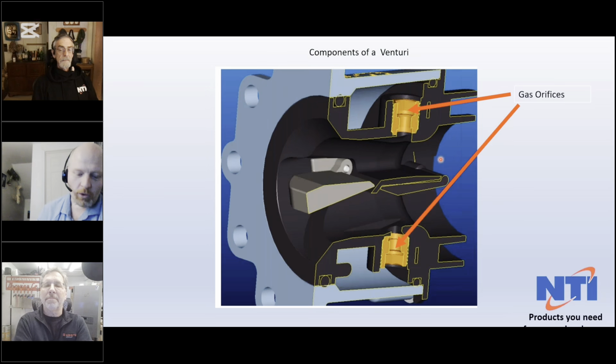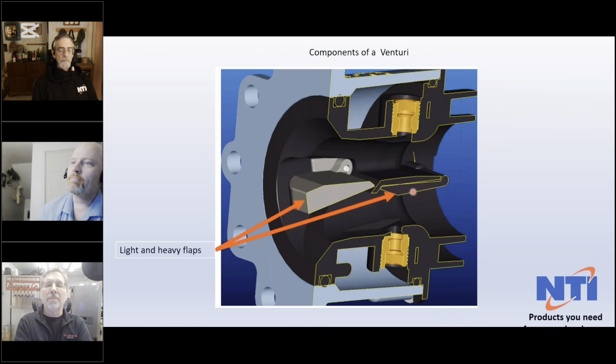So we've got our gas orifices here. As we create a low pressure where my cursor is, we're going to suck on these gas orifices to pull gas into this chamber area here. There's a couple of flappers, right here outlined in yellow. And there's a light one and a heavy one.